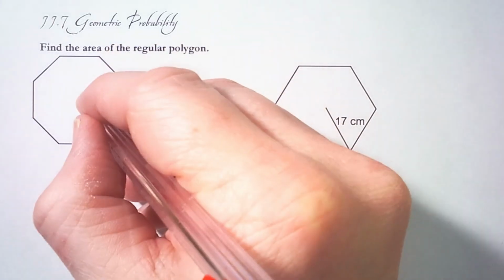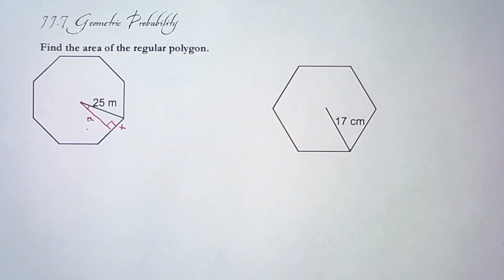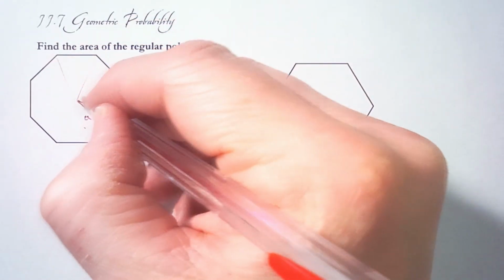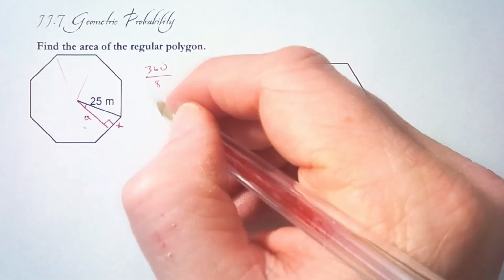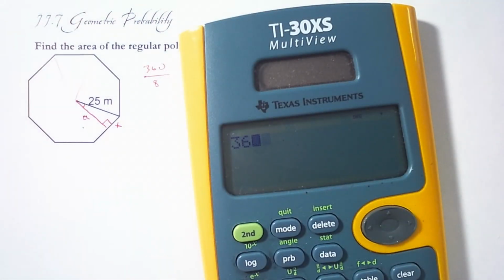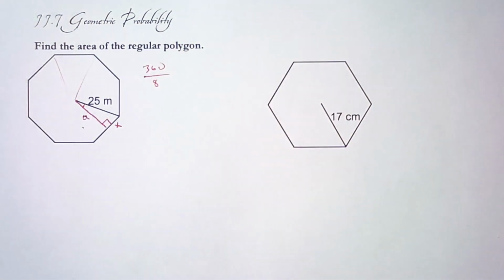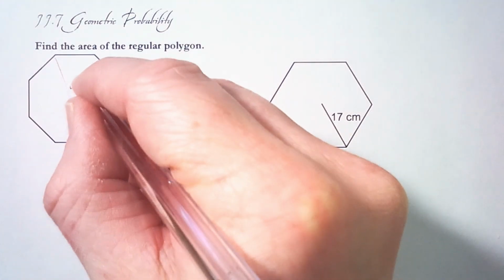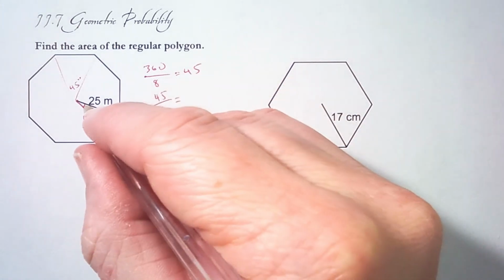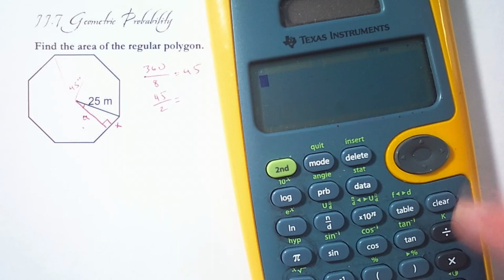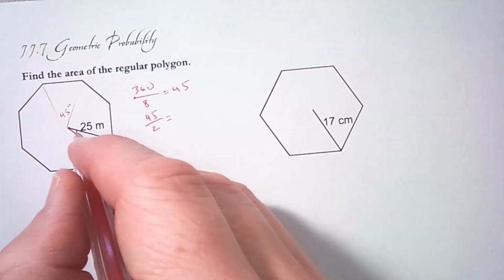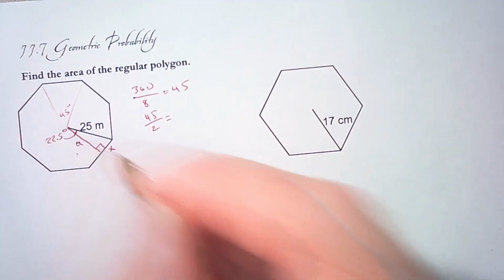Let's start by finding this angle measure right here. I do 360 divided by the number of central angles. There's a central angle, and there will be 8 of them since it has 8 sides. 360 divided by 8 is 45 degrees. So this central angle is 45 degrees. Now I take that 45 degrees and divide it by 2 because I need a half central angle. 45 divided by 2 is 22.5, so this right here is 22.5 degrees.